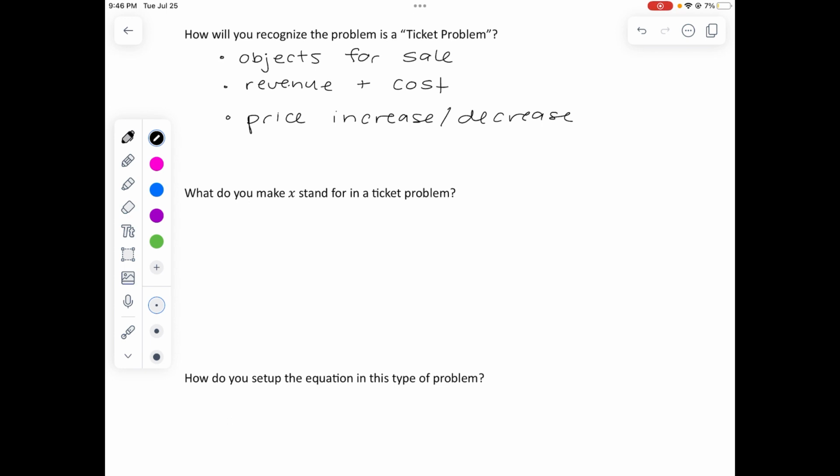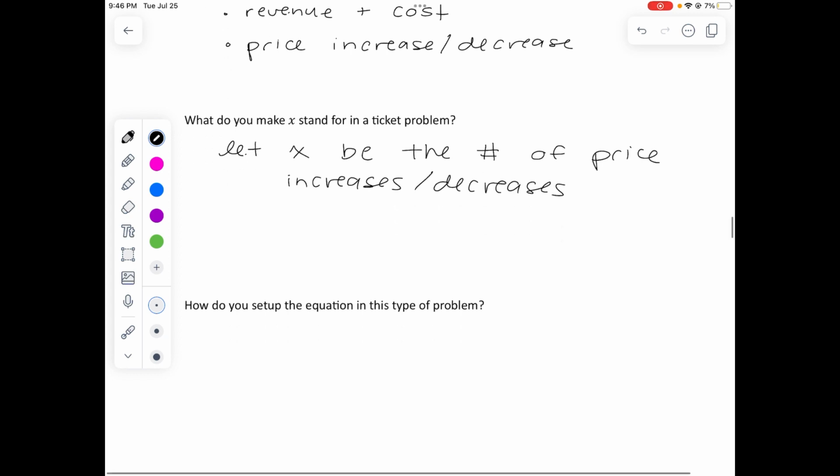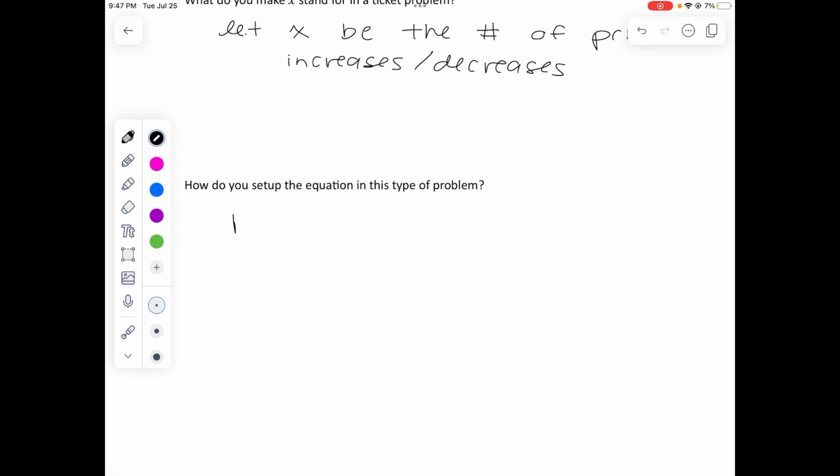The way you set it up is always the same. You let x be the number of price increases or price decreases, depending on the question. Then to set up your equation, you're always going to have revenue equals, and one bracket will be the cost, and the other bracket is going to be the items. Each bracket has an x.